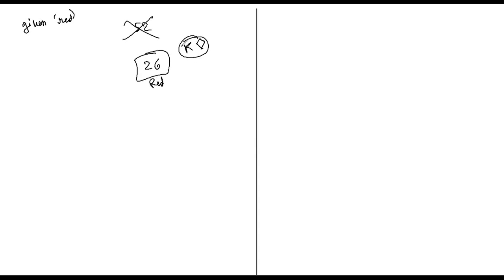If you use common sense, you see, given red, इसका मतलब क्या? आप simply ऐसे सोचा कि आपका sample space बदल गया. पहले sample space क्या था? 52. अभी आपका sample space क्या होगा? 26. So 26 cards में king of diamond कितना है? How many king of diamonds are there in 26 red cards? 1. So 1 by 26. ठीक है?